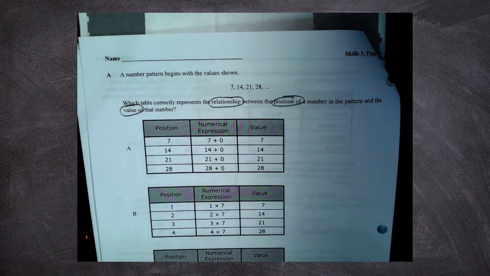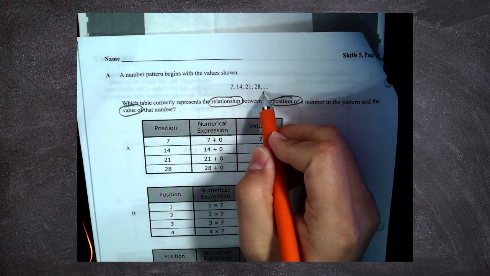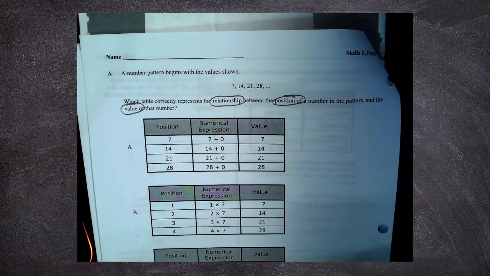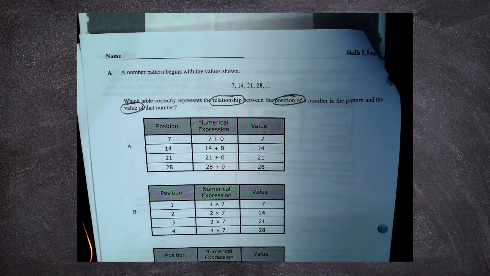When they're asking you about the position of a number, what they're asking you is if this was a line of numbers, like if these numbers were people and they were lined up, what number is first? What number is second? What number is third? What number is fourth? Position is like its place.